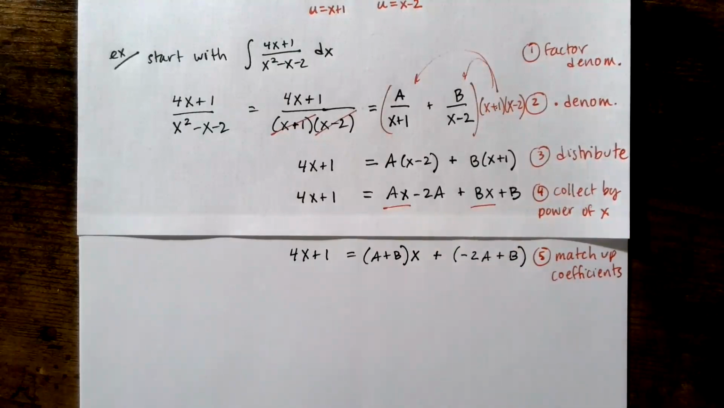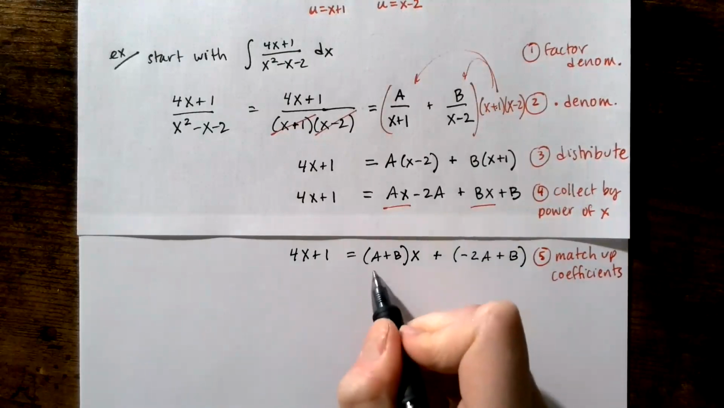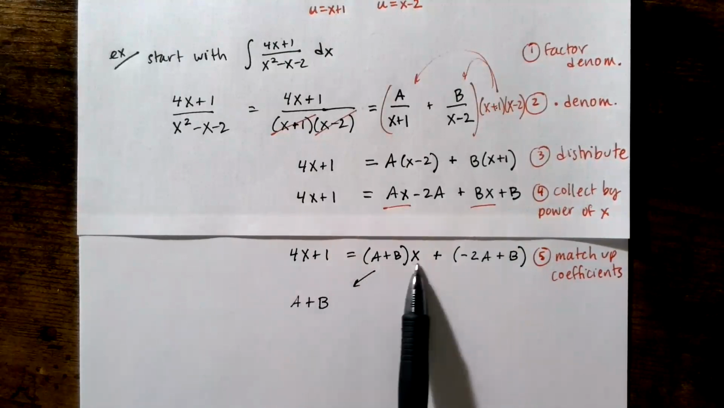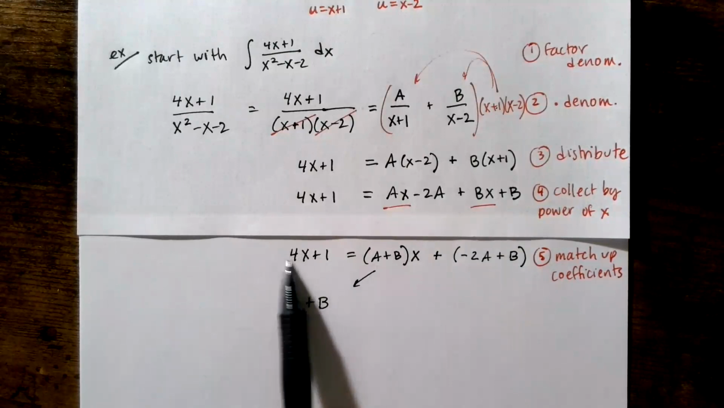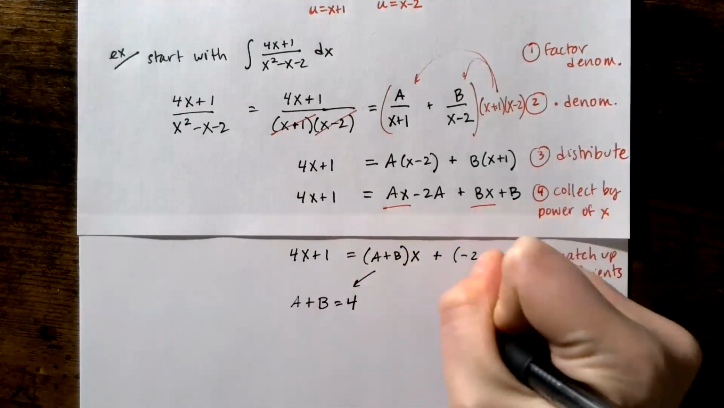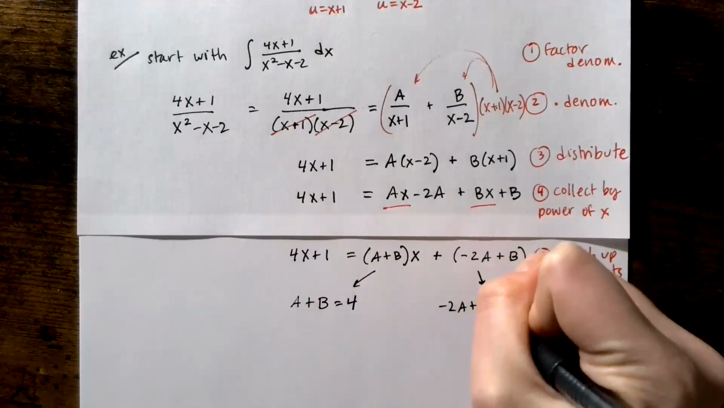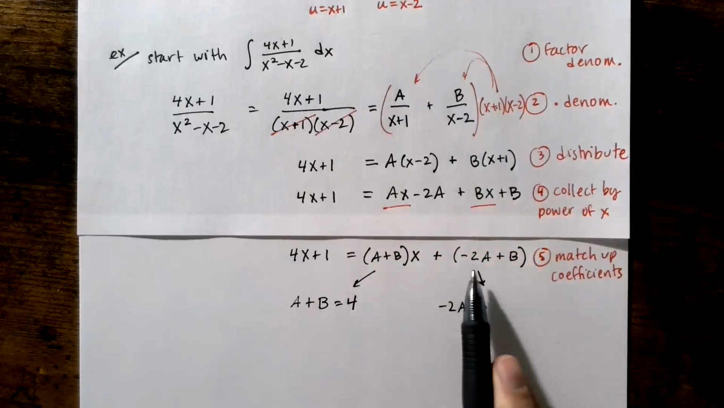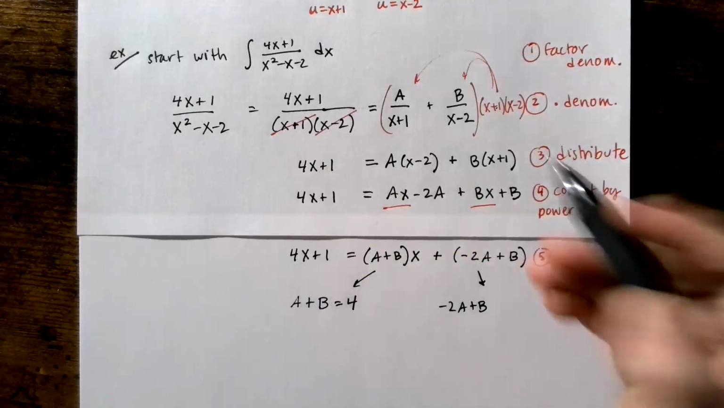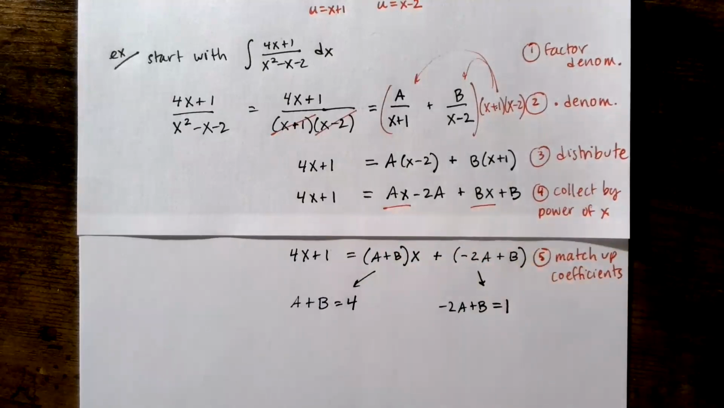And this is the moment where the X's disappear. So I'll say, okay, the A plus B, because this is what's in front of X, well, that must be this 4 right here. And then this constant term, negative 2A plus B, I say constant because there's no X's at all. That must be equal to the constant term over here, which is 1. And now I have two linear equations and two variables, and the X is no longer in the way.